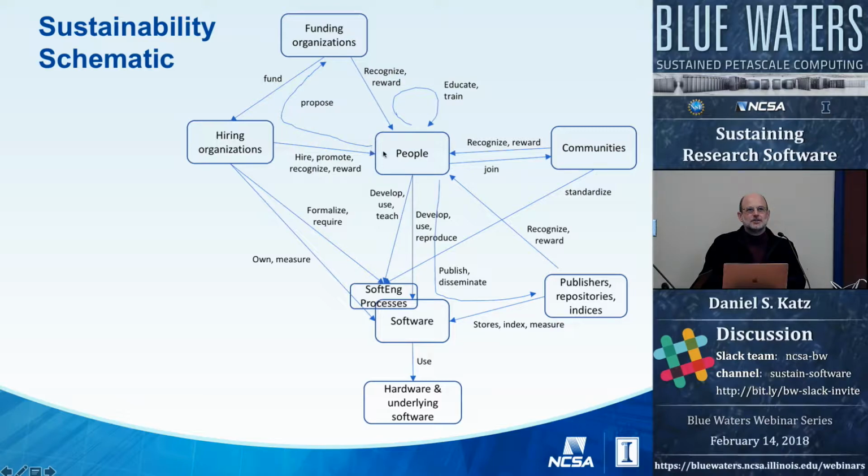Yes, okay. So we have kind of a central axis of sustainable software that really includes people and software itself, and involves the software engineering processes and practices in the middle. And this is important because the people really, right, people are who develop the software. They're the ones that are hired by organizations, they're the ones that are funded, they're the ones that join communities, and they're the ones that do the actions of publishing software.